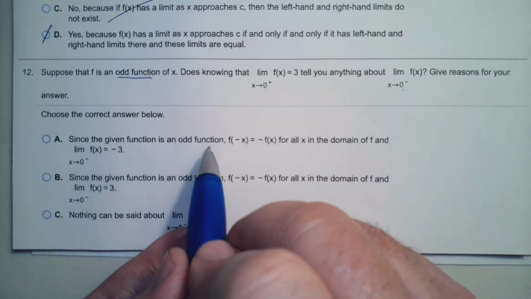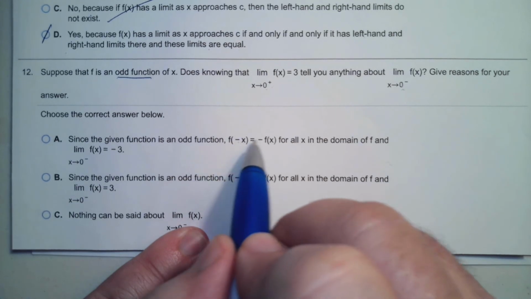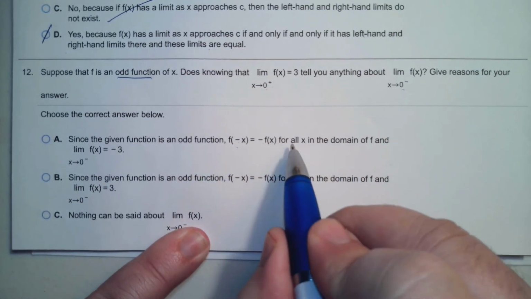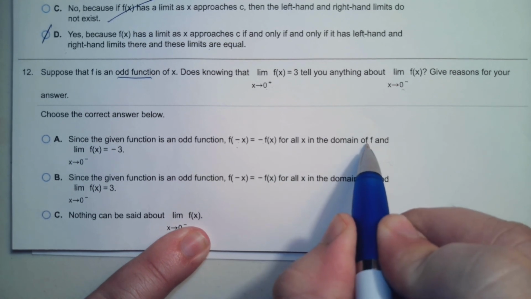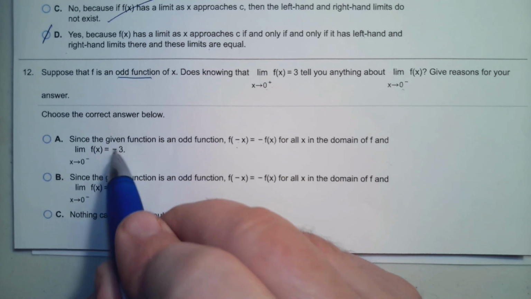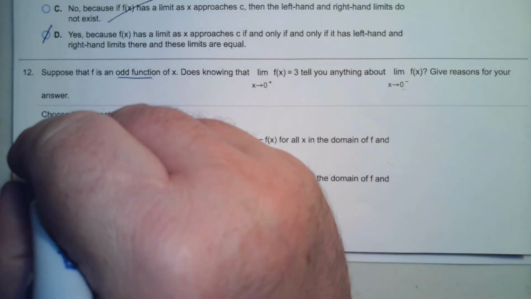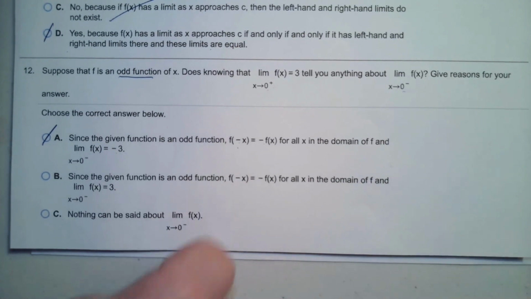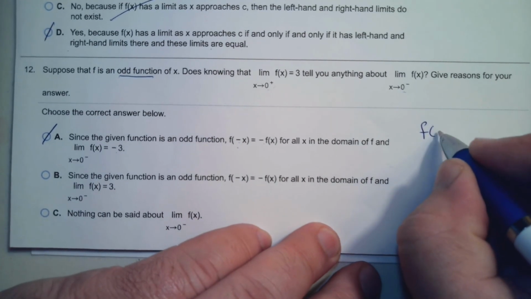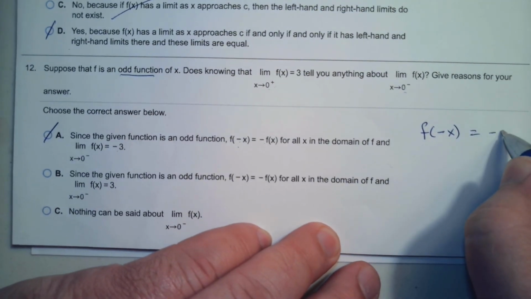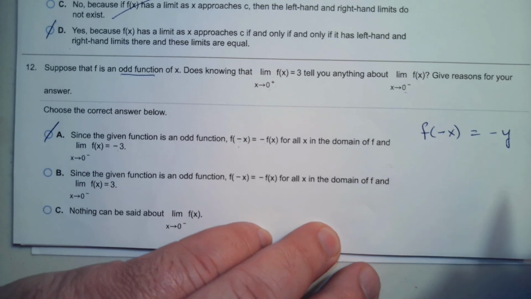Since the given function is an odd function, that means the positive and negatives will give you opposite values for all x in the domain. And x is negative if I change x, the value of x. Yes. Here you have to remember the definition of an odd function. An odd function is that if I change the sign of x, it changes the sign of the answer.